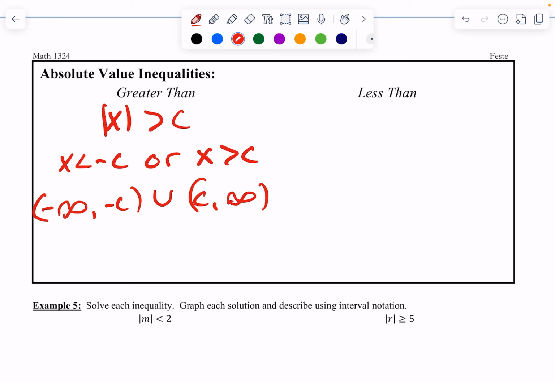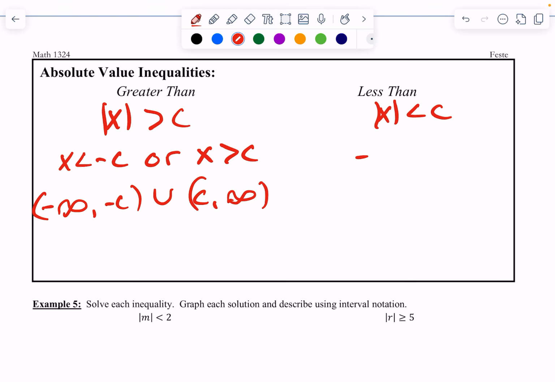Okay? Less than, absolute value of x is less than c. C is a constant. It can be any number here. This is when we have -c is less than x is less than c. And it's -c to c inside parentheses. So keep those in mind. And now we're going to go ahead and start solving these inequalities.